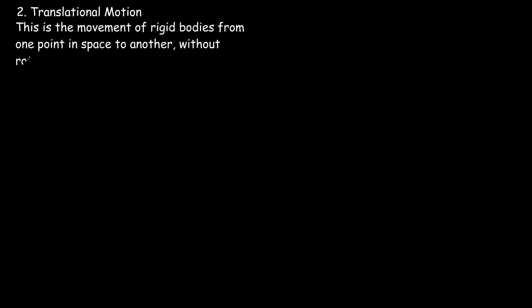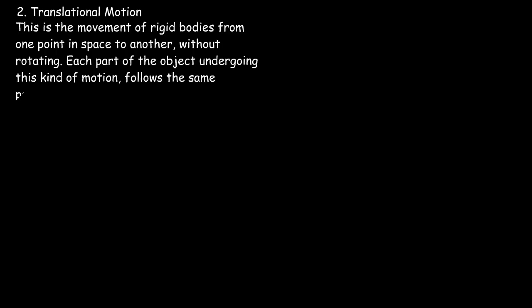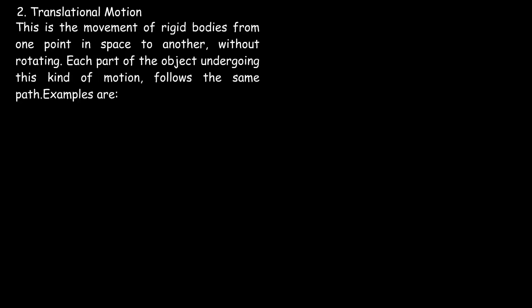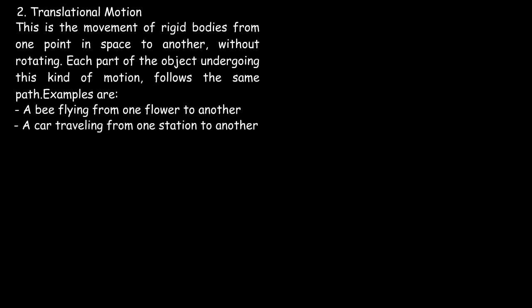Translational motion. This is the movement of rigid bodies from one point in space to another without rotating. Each part of the object undergoing this kind of motion follows the same path. Examples are a bee flying from one flower to another, a car traveling from one station to another, and aircraft flying in space.